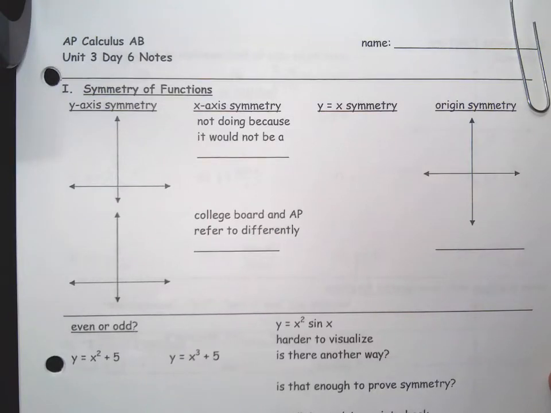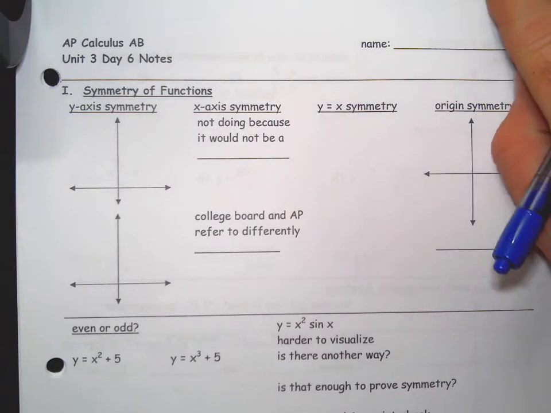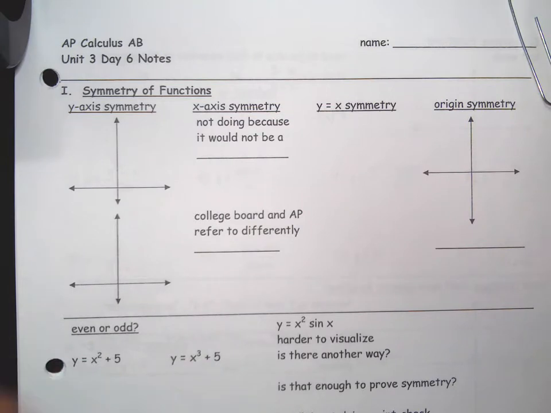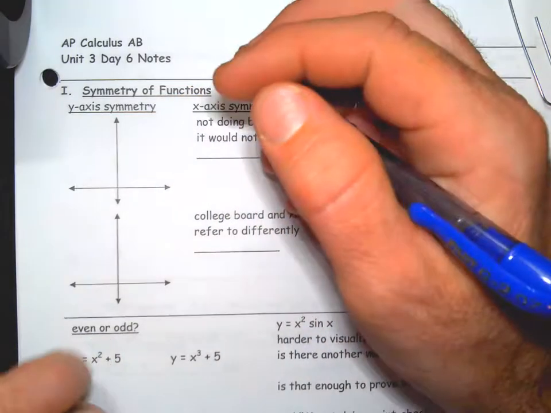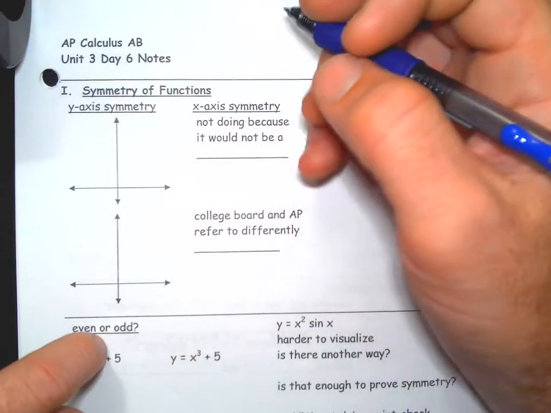All right, day 6 notes. We're going to talk about some other things about functions that you guys have studied in the past that could be important, specifically symmetry. Now, there's lots of different kinds of symmetry. Generally, symmetry is where you fold something, you get the same shape, but it could be a little more interesting than that.